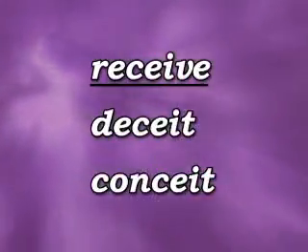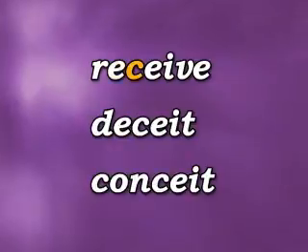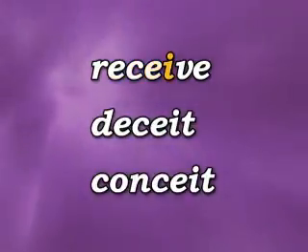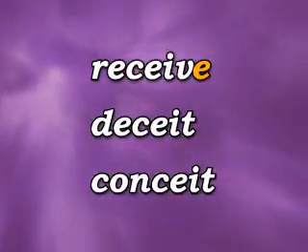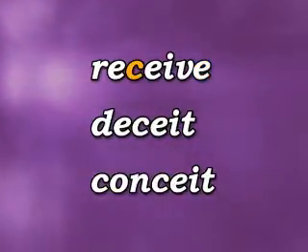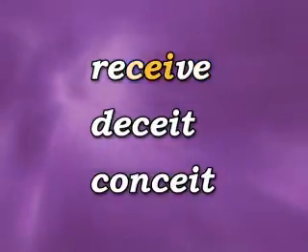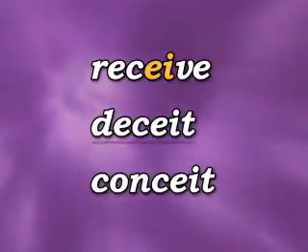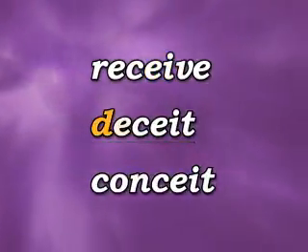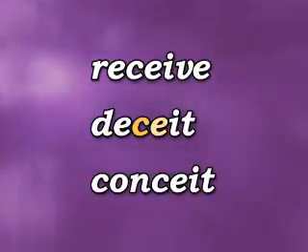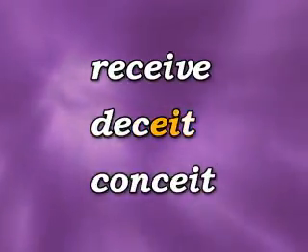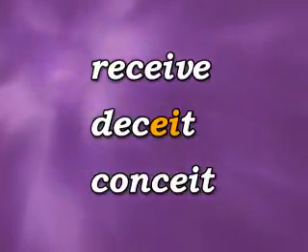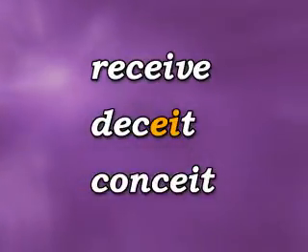Receive, that is spelled R-E-C-E-I-V-E. So in this case, because it's after C, you don't say I-E, you say E-I. Deceit, D-E-C-E-I-T. After C, the E comes before the I. Otherwise, it's normally I before E.